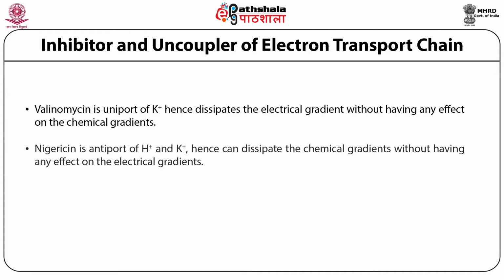Similarly, nigericin is an antiport of potassium and hydrogen. So if you have nigericin, nigericin basically transfers one proton from the intermembrane space to outside the mitochondria by replacing it with potassium. So because in the intermembrane space, in the presence of nigericin, we are removing the proton but replacing it with potassium, the charges remain the same. So the electrical gradient is not dissipated, but the chemical gradient is dissipated.